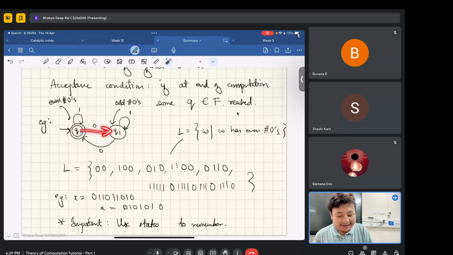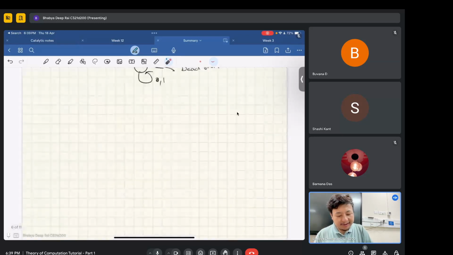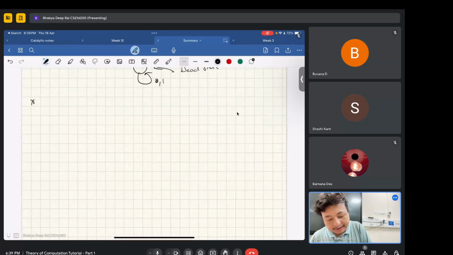Because as soon as I see a 0, the same logic holds, right? As soon as I see a 0, I get an odd number of 0s and I go here, and if I see another 0, it means I've seen an even number of 0s, so I go to a non-final state, and so on. So another important point is that it is not just for even and odd.